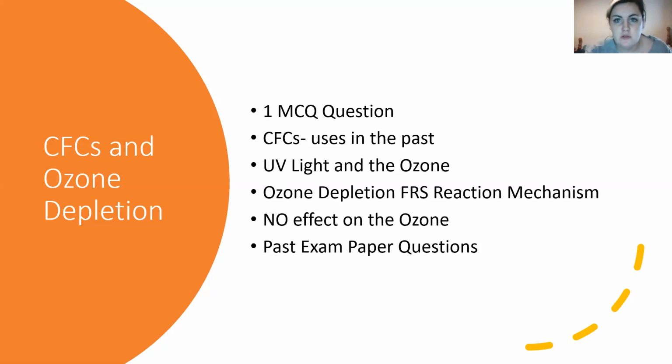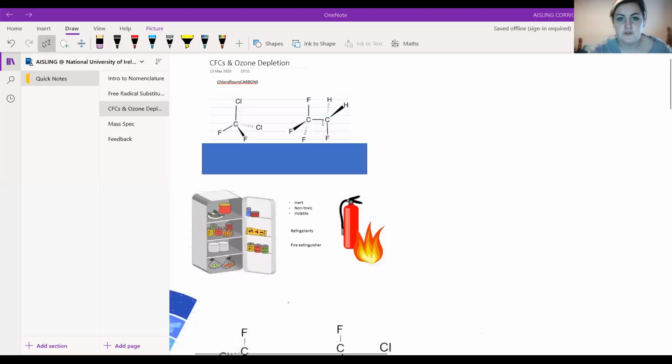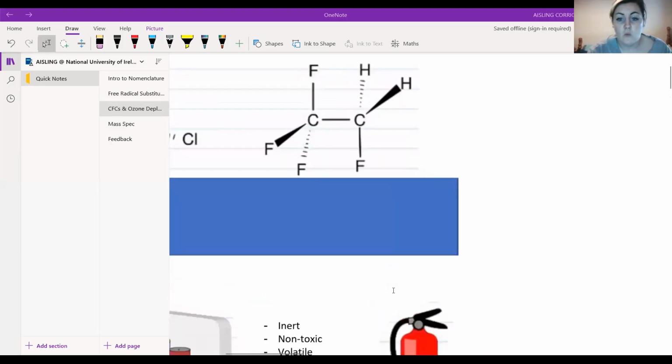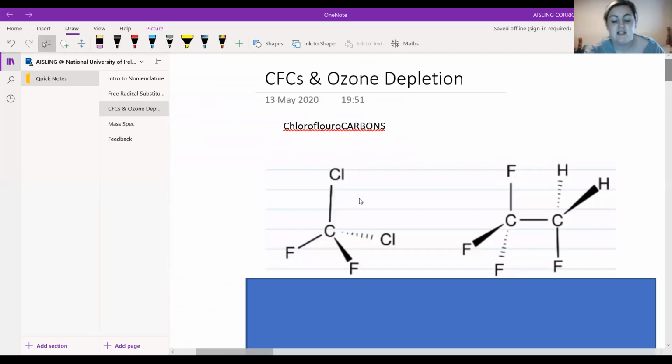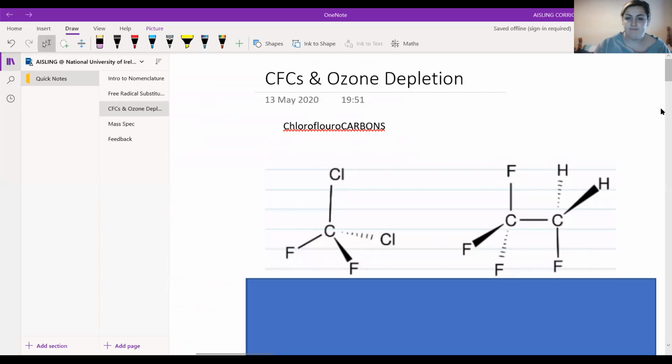So if I just get my OneNote open. Right, zooming in. So what are chlorofluorocarbons? Well, they do exactly what they say on the tin. They are organic molecules that consist of chlorines, fluorines, and carbons. So what I'd like you to do is, I'm giving you two different types here, and I'd like you to pause the video and see if you can name them.